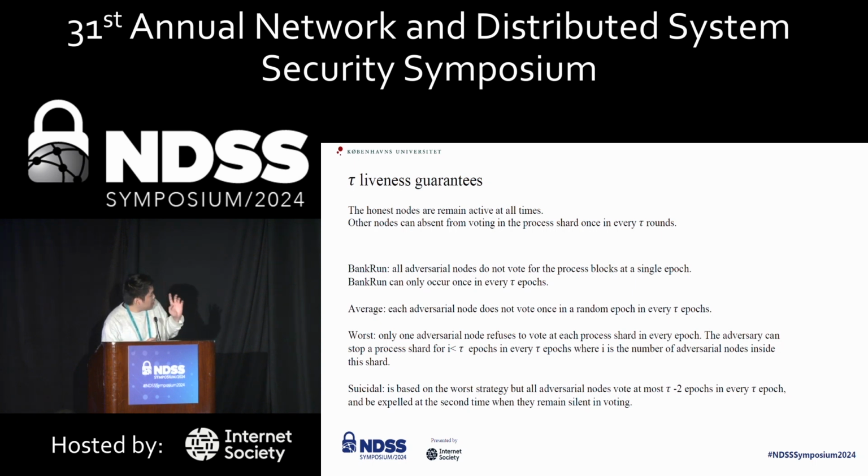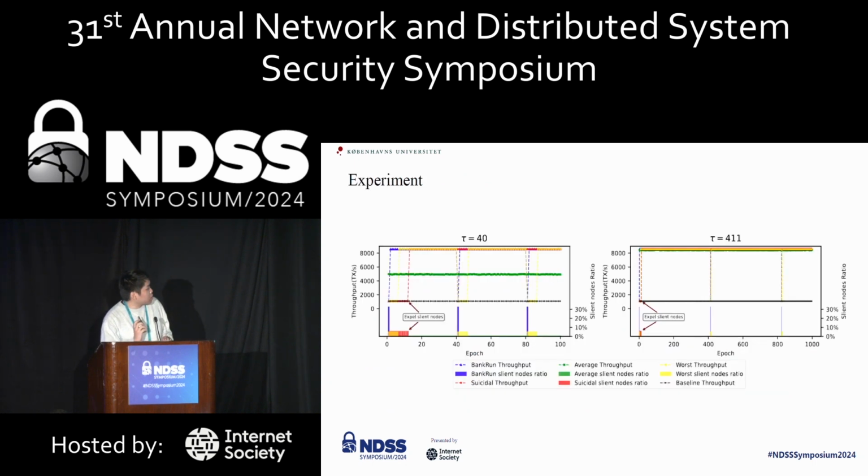And then lastly, we have this 3 cycle, which is based on the worst strategy. But all adversary nodes vote at most tau minus 2 epochs in every tau epochs, and are expelled the second time when they remain silent in voting, right?